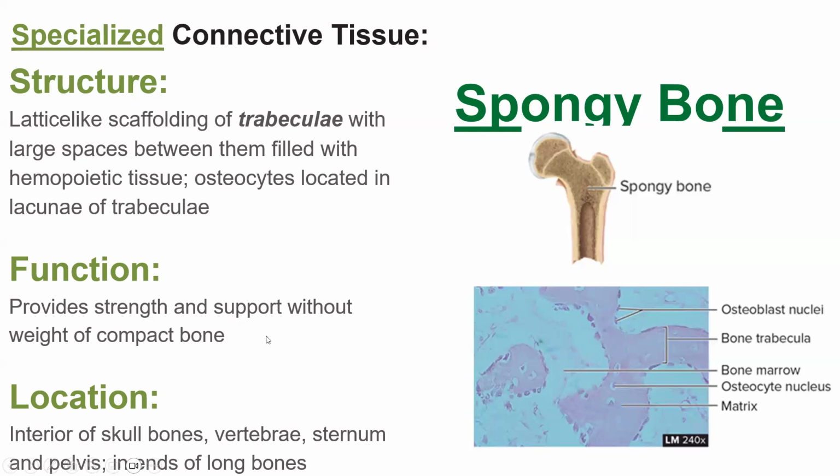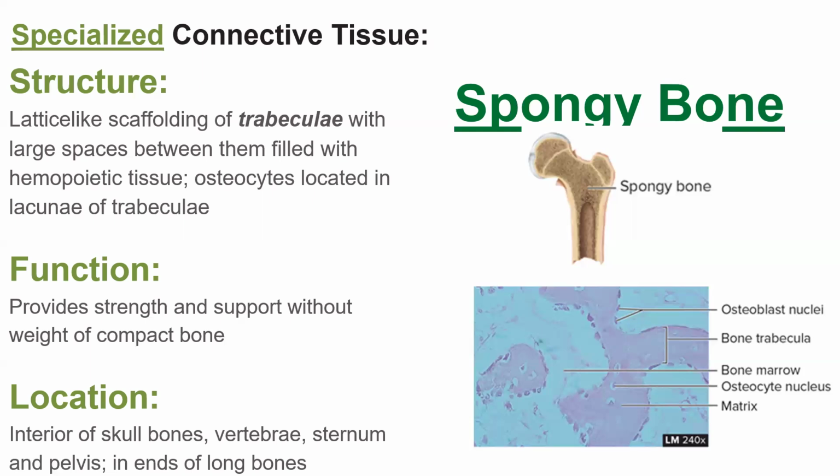So this still provides us some strength, but because we have a lot more space between our trabeculae compared to those lamellae and osteons, we're going to have a lot less weight in a spongy bone. The interior of our skull bones, the interior of our vertebrae, our spine, our sternum, and our pelvis are mostly spongy bone. And that's where a lot of our blood cells are being made throughout our lives.